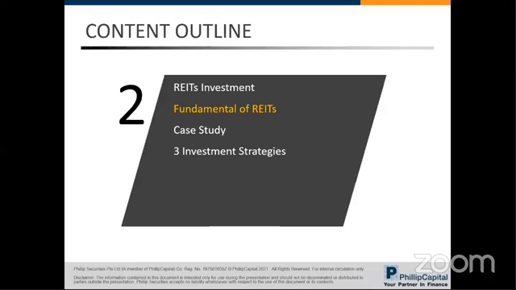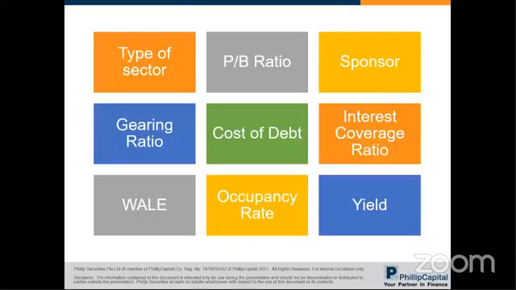The next thing is the fundamentals of REITs. When we are looking into REITs, we need to understand what the fundamentals are. I've grouped them into 9 different categories. First, we'll look at sectors, followed by price to book ratio, who the sponsor is, gearing ratio, cost of debt, interest coverage ratio, REIT occupancy rate, and lastly, the most important, dividend yield.